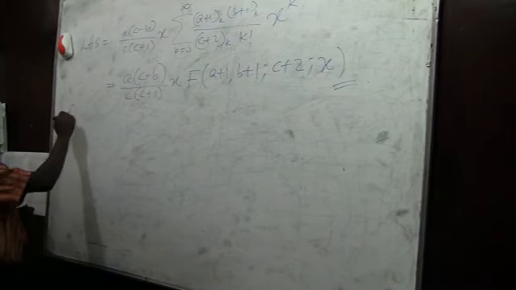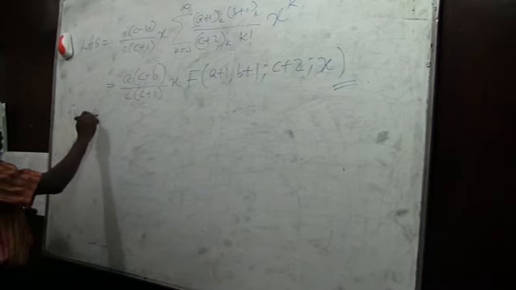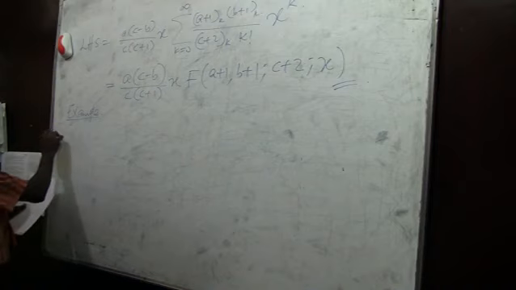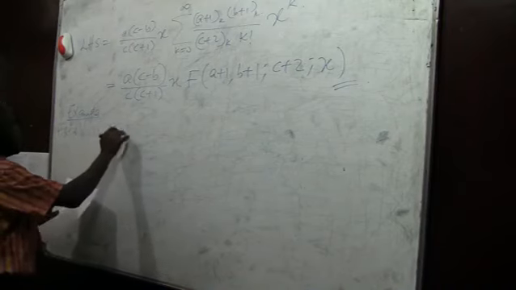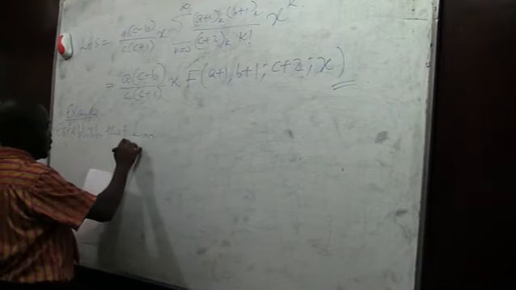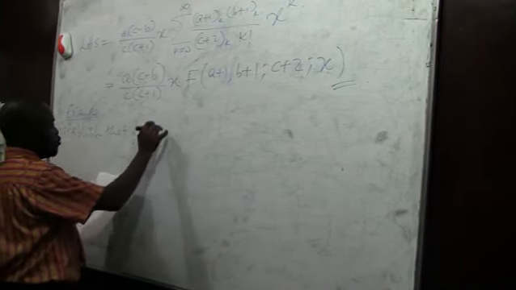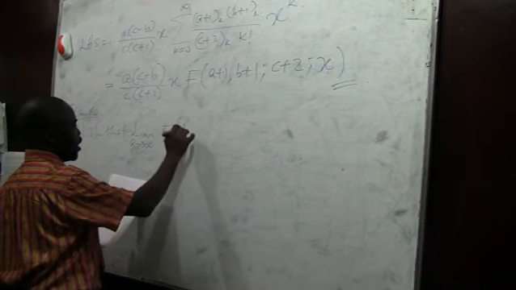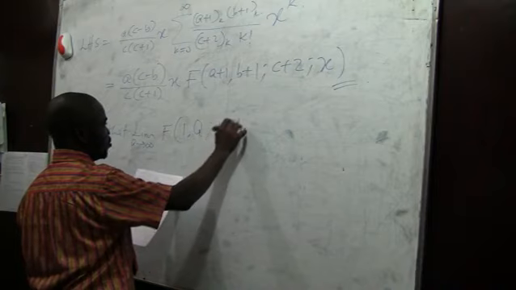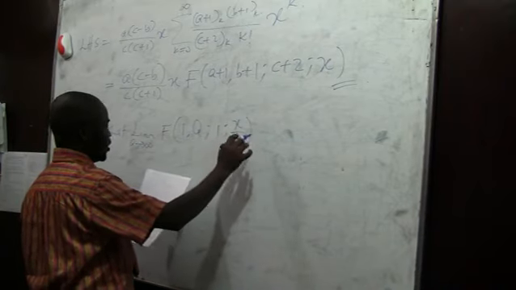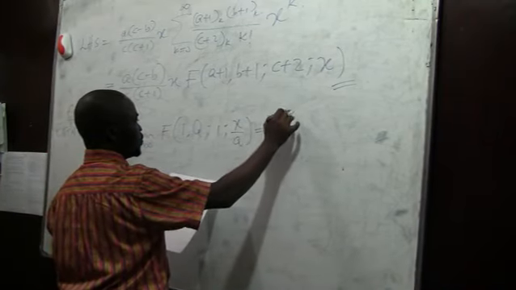So let's consider this example. Very simple. Establish that the limit as a approaches infinity of the hypergeometric function F(1, a; 1; x divided by a) is exponential x.